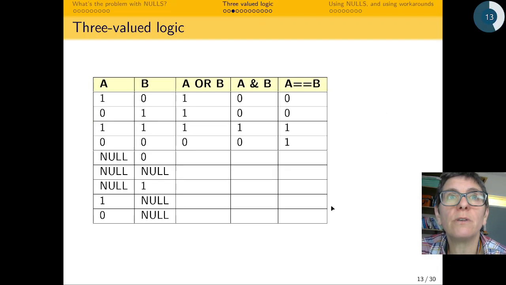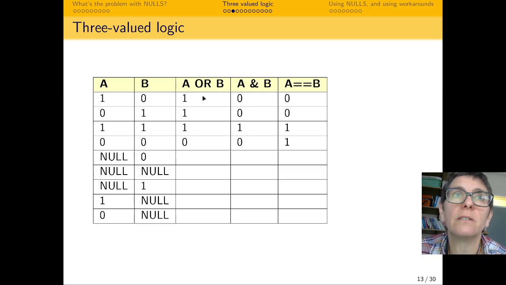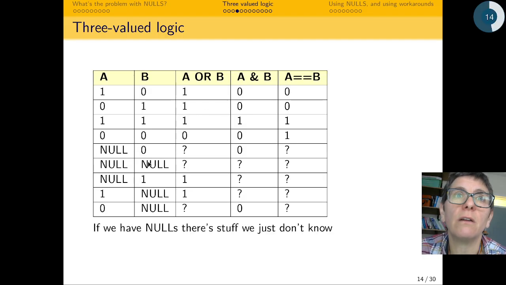What do we do if we're not sure? What do we do if we've got nulls? What would we say the truth value of A or B is if B is 0 and A is null? Well, we don't know. If B is 0 and A is null, we don't know what it is, so we've got a question mark. If they're both null, again, we don't know, it's a question mark.